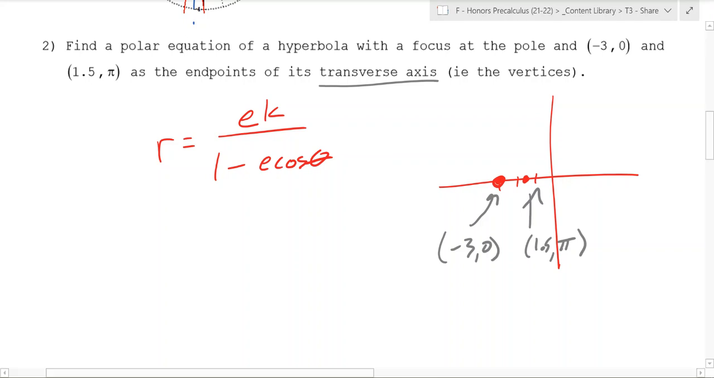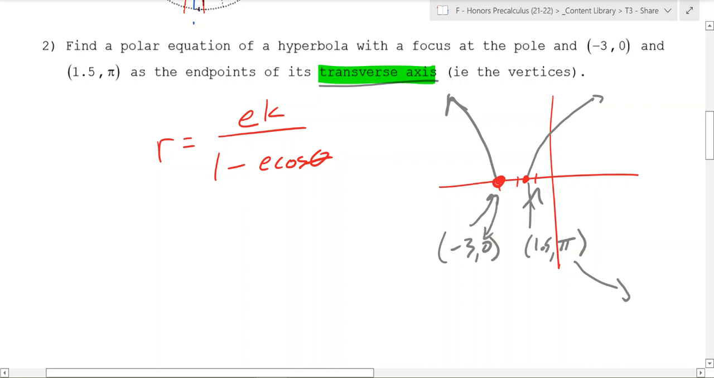So what that means is, since those are the ends of the transverse axes, you know that this thing is roughly going to look like this. It's roughly going to look like this. So that means it's going side to side, and the directrix will be to the left of the origin, so it'll be minus. So that's why we know it's of this form right here.